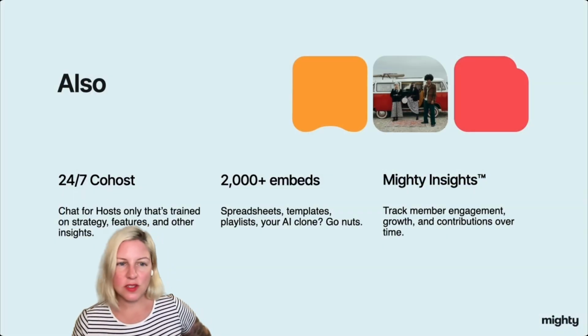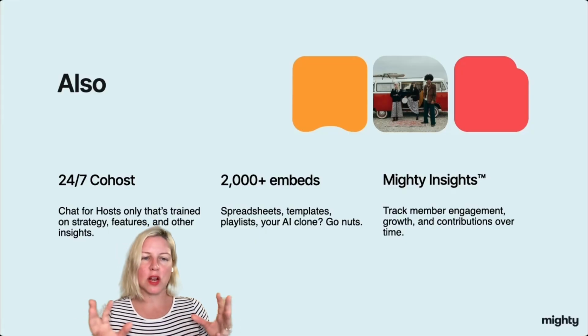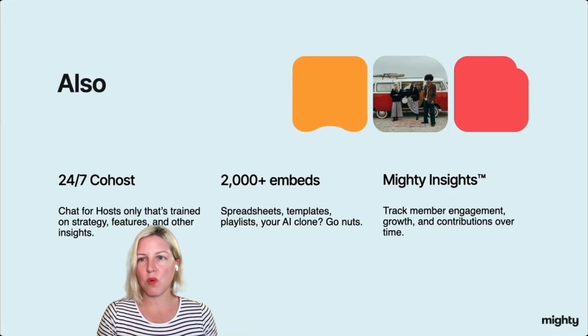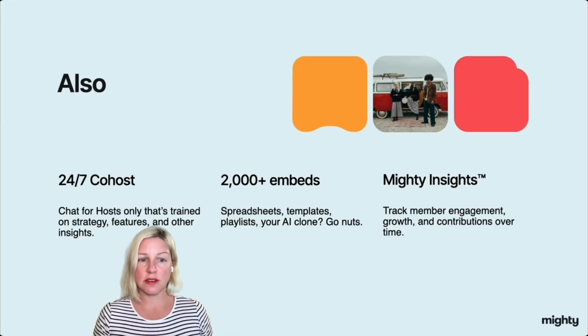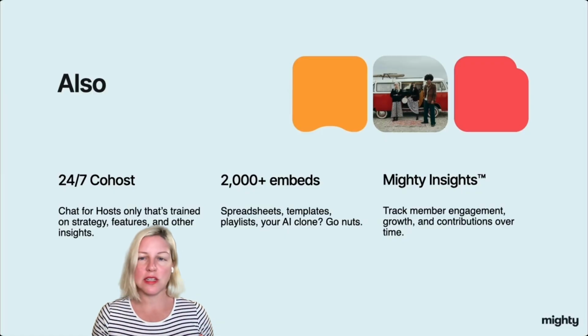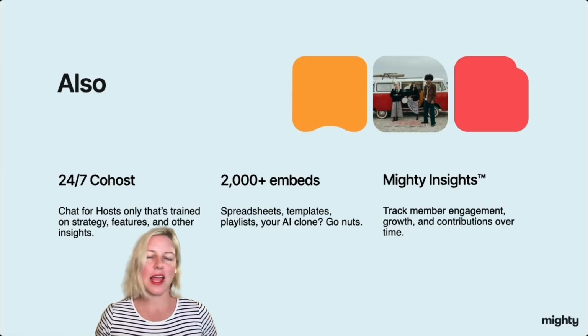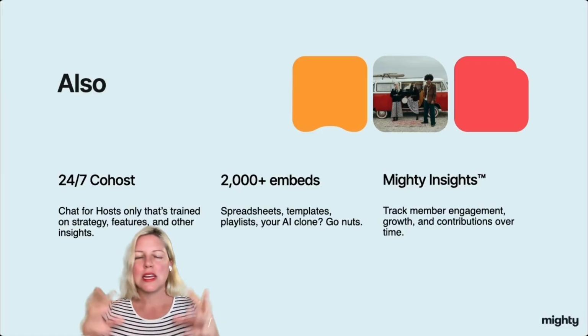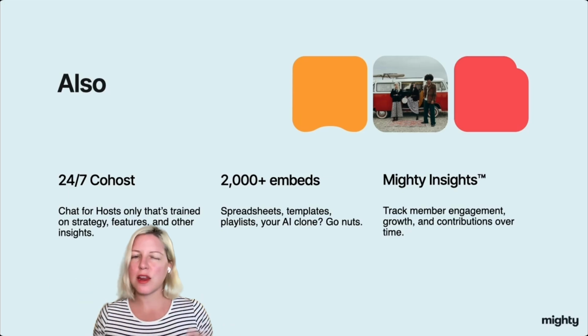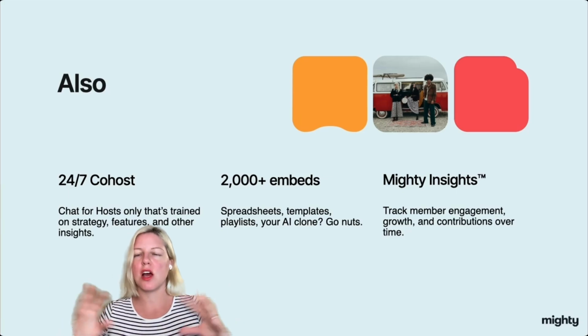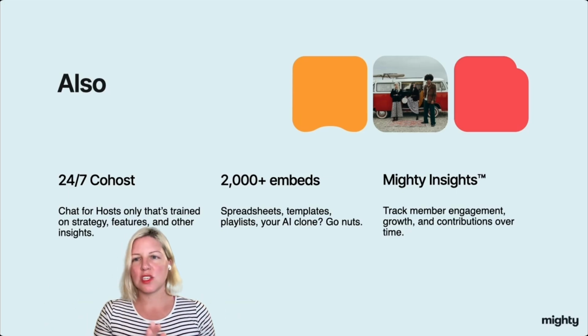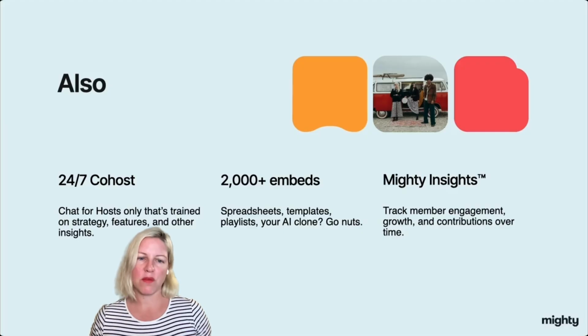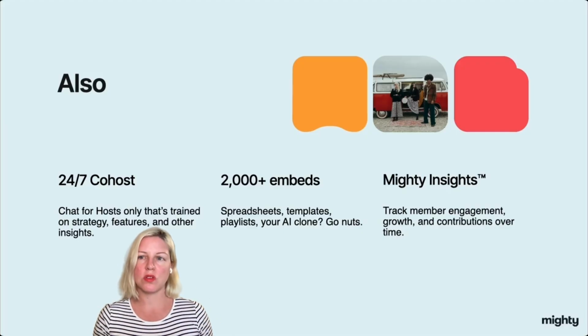A few other things you have access to on the business plan. You're going to have a co-host in your Mighty Network. This has been trained on community strategy, community design, all our features, tons of insights we've anonymized and distilled from our top communities. It is extremely useful. So do not be afraid to chat with your co-hosts as you have questions about what you're building out.